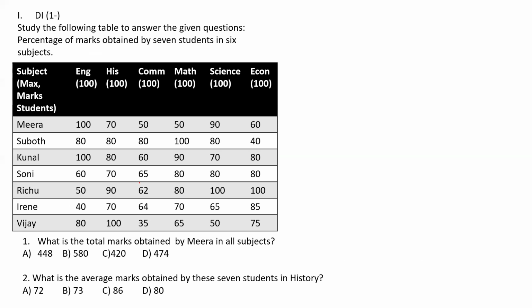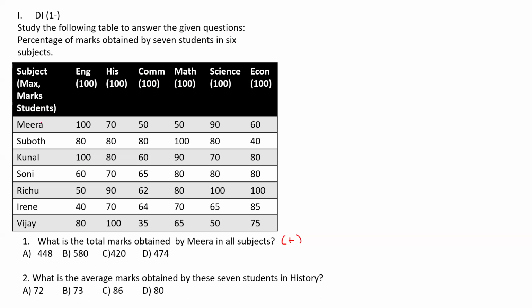So the first question, what would be the total mark obtained by Mira of all the subjects? So it's a kind of addition topic, okay? First, understand the data given. Here there are 6 subjects: English, History, Commerce, Maths, Science, and Economics. Maximum is 100 marks they have given.